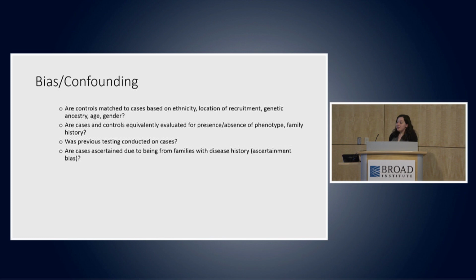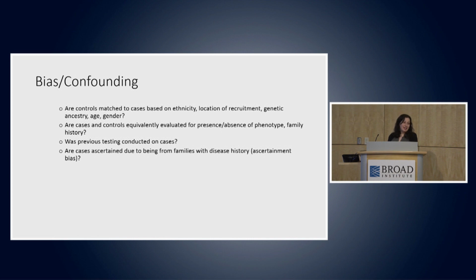The next thing you want to consider is bias and confounding. So how well matched are the cases and the controls? Are they matched based on ethnicity, location of recruitment, genetic ancestry, age, gender? Are they equivalently phenotypically evaluated? Have family histories been taken for cases and controls? And most of the time, it's not yes for all of these questions, but that's something you consider when you are awarding points, anywhere from 0 to 6.